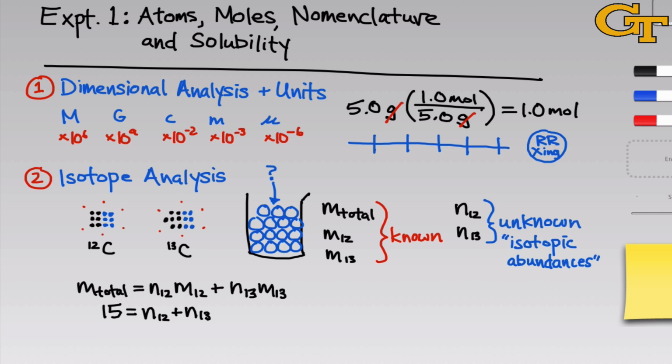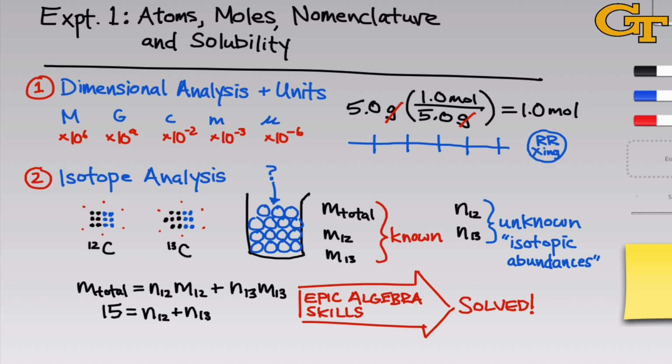But once we get the two equations down on paper, it's just a matter of using our epic algebra skills to solve these equations. So it's very straightforward to solve the equations. It's recognizing their importance and writing them down that's really the tricky part.